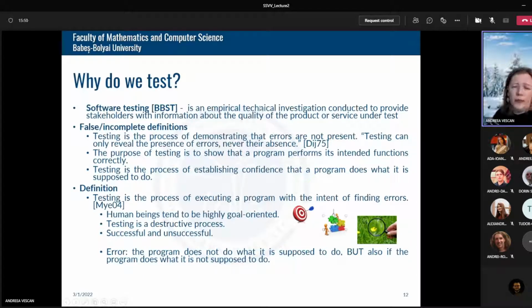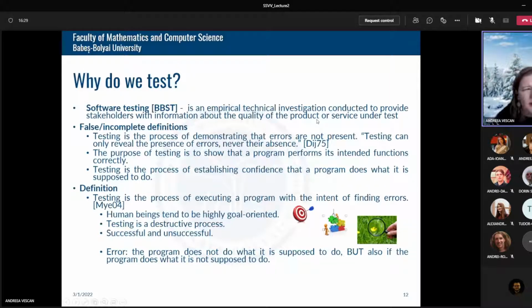Now, if you take the parts of this definition, this empirical technical investigation means that you conduct some research, some investigation on your project, on your application. However, it's empirical because you don't really find all the possible bugs. You need to use different techniques and so on. It's technical because you need to have some technical skills. You need to apply some steps, some approaches, some techniques in order to find information. And the aim of testing is that you can find information about the quality of the product.